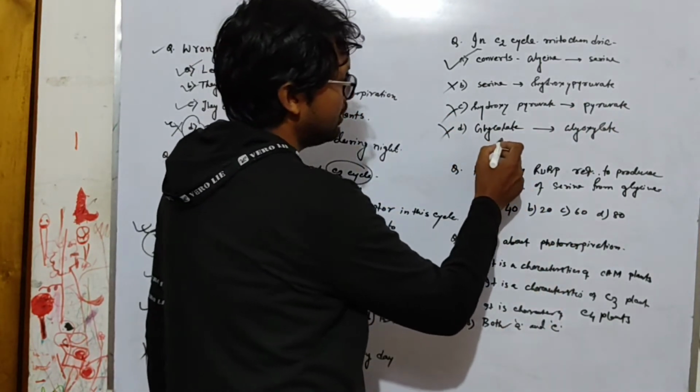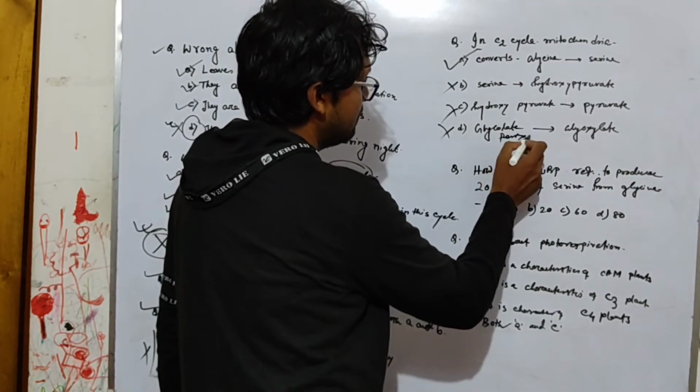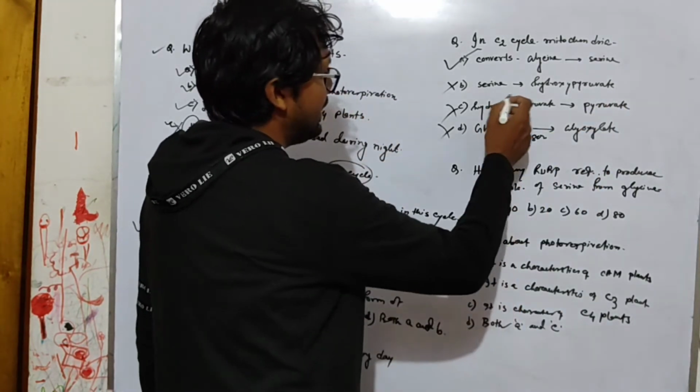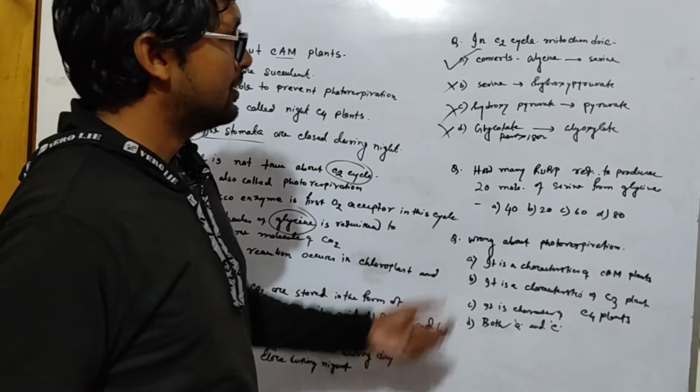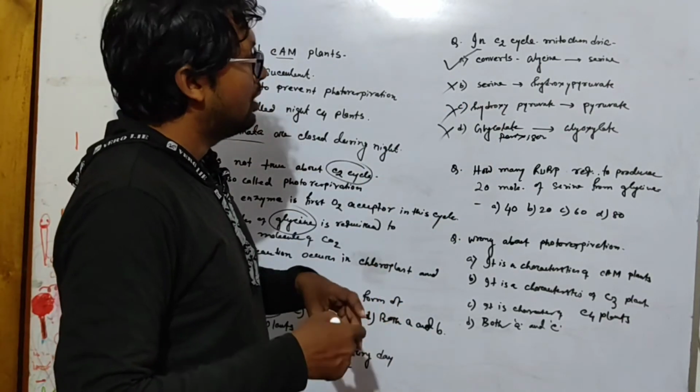These are actually functions of the peroxisome. Glycolate to glyoxylate is a peroxisome function. Hydroxypyruvate to pyruvate is a peroxisome function. Serine to hydroxypyruvic acid is also a peroxisome function.